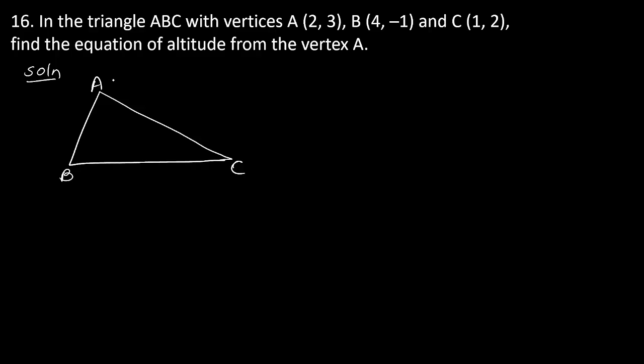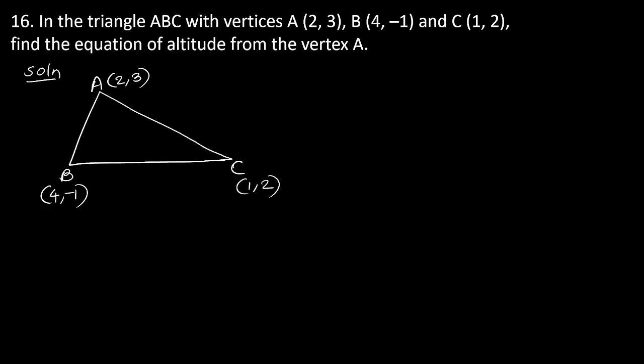Correct? Rough diagram. A is 2, 3. B is 4, -1. And C is 1, 2. Draw a diagram like this. I think you understood. Just simply draw, okay, as a rough diagram.